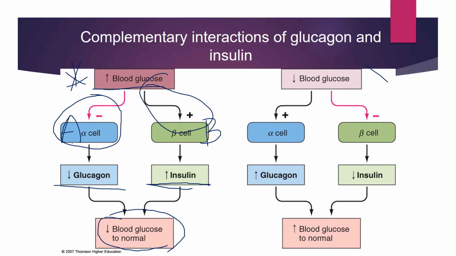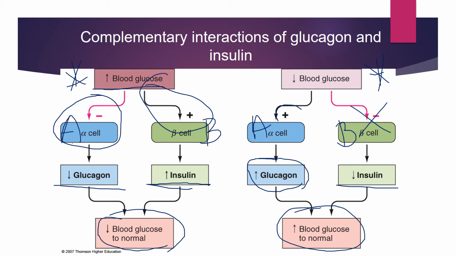On the contrary, when we have low blood glucose levels, so right before lunch or breakfast, the opposite happens. A cells, or alpha cells, are going to be activated to increase glucagon levels, whereas the beta, or B, cells of the pancreas are going to be inhibited, and so we'll have a decrease in insulin, all of which will increase the amount of glucose in the bloodstream to go back to normal values.